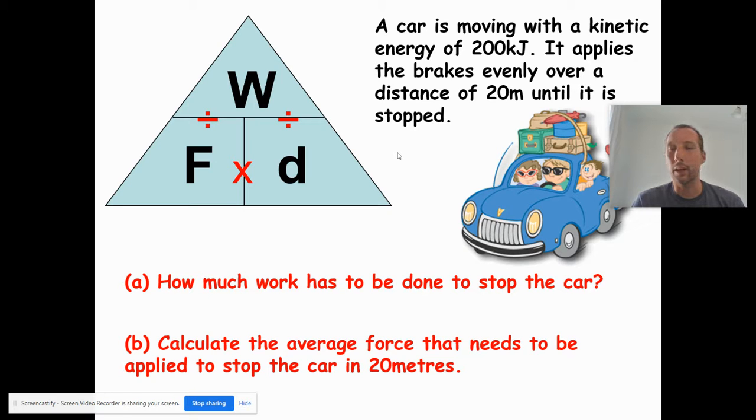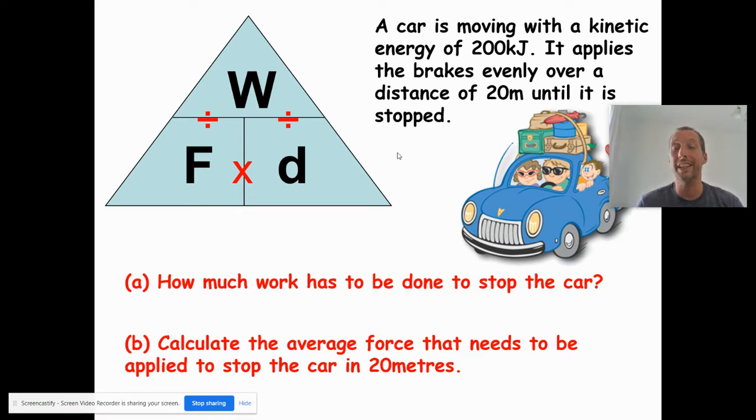Okay, hopefully you've had a go at that now. Now for part A, I'm guessing a lot of you have tried doing all kinds of calculations for this. You don't actually need to do any calculation here, okay? The car has got 200,000 joules of kinetic energy. Now, if we stop the car, we've got to remove all of the 200,000 joules of energy.